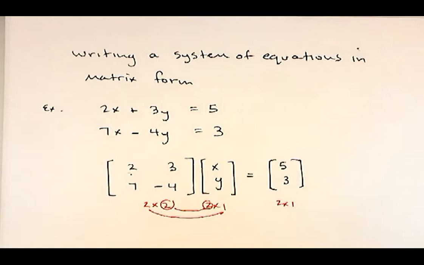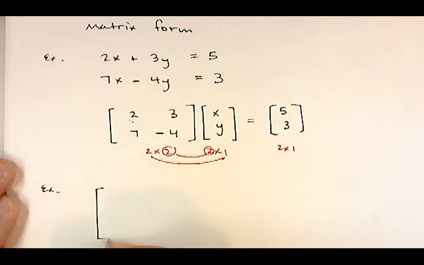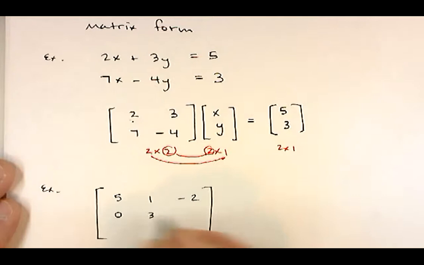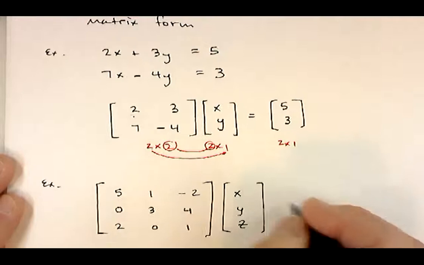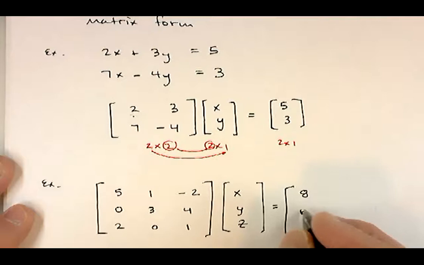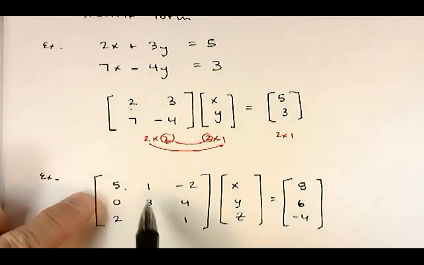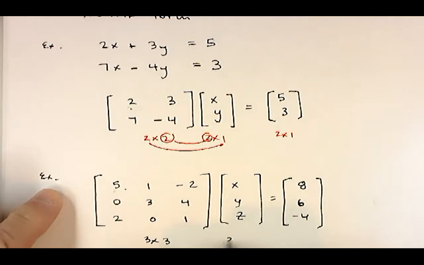So you can take any system of equations. Let's work it the other way around. If I had the following matrix equation, 5, 1, negative 2, 0, 3, 4, 2, 0, 1, multiplied by x, y, z, and let's say that was equal to, I don't know, 8, 6, negative 4, we could work backwards and see what this is saying. This is describing a system of three equations and three unknowns. How do I know that? This is a 3x3 matrix multiplied by a 3x1, which is going to give me a 3x1 matrix.